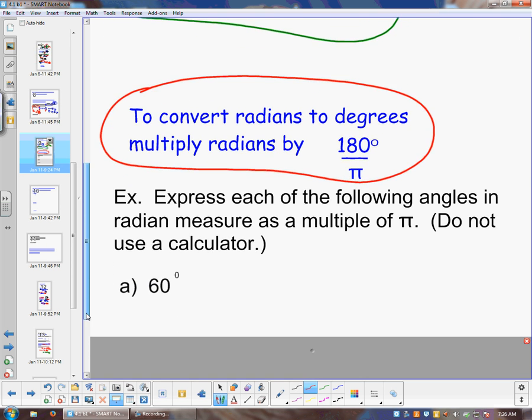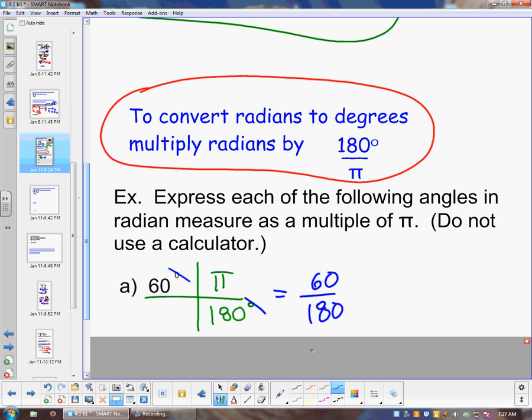So let's take a look at this example. And these are things that you should be able to do without a calculator so you can give your answer in terms of pi. So let's say we want to convert 60 degrees to radians. So we want to multiply 60 degrees by pi radians over 180 degrees. The degree symbols divide out, and we're left with 60 over 180 times pi, which is 1/3 pi, and we usually would write that as just pi over 3.